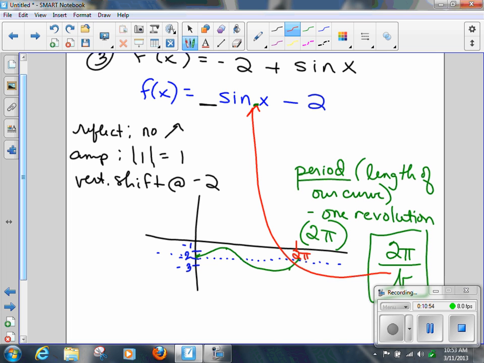So many people do that, and that's just me with pet peeves. Don't do that. But halfway, what's halfway to 2 pi? Think about your unit circle. Pi. What's half a pi? Pi over 2.